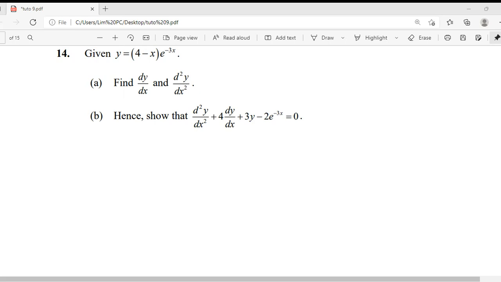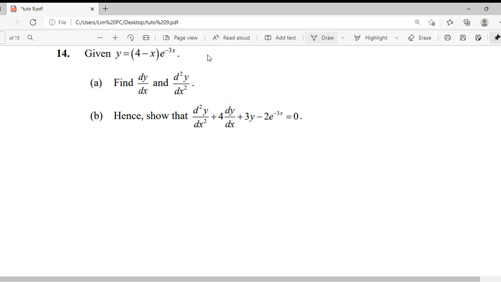Okay. So for question 14, look at question 14, given y in terms of x. This is an explicit question because y is the subject, and x is on the right-hand side. Then they are in terms of their function. So we can see our function here.